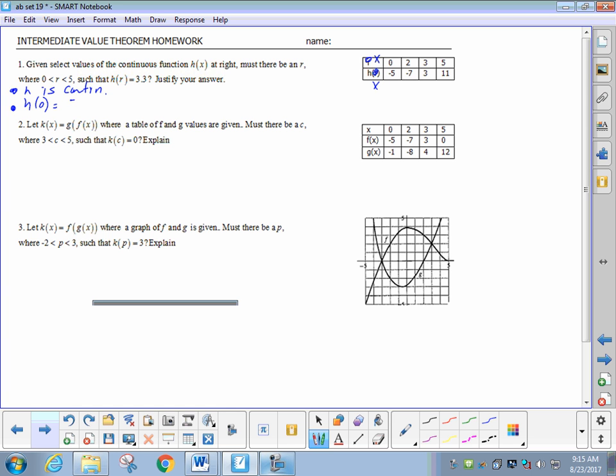Negative 5, right? And what is h at the other endpoint, 5? When you go to 5, what does h start to take on? 11. The y values went from negative 5 to 11. Along the way, do they have to pass through 3.3? Yes, say that. 3.3 is between negative 5 and 11.